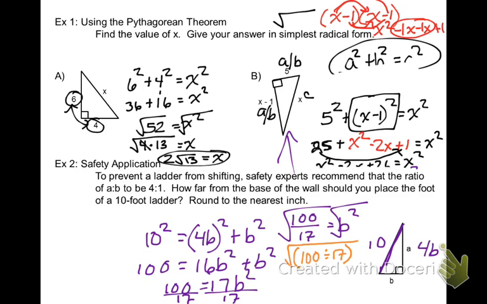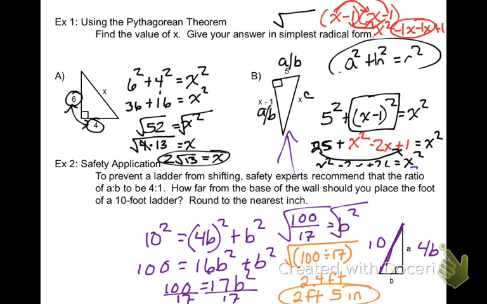Should get you, let's round to the nearest tenth right now, 2.4 feet. But they want you to write it in feet and inches. So I have 2 feet, but how many inches is 0.4 of a foot? There are 12 inches in a foot, so 12 times 0.4 will get you 4.8, but round to the nearest inch, so it will be 5 inches. And there's your answer. So it will be about 2 feet, 5 inches.